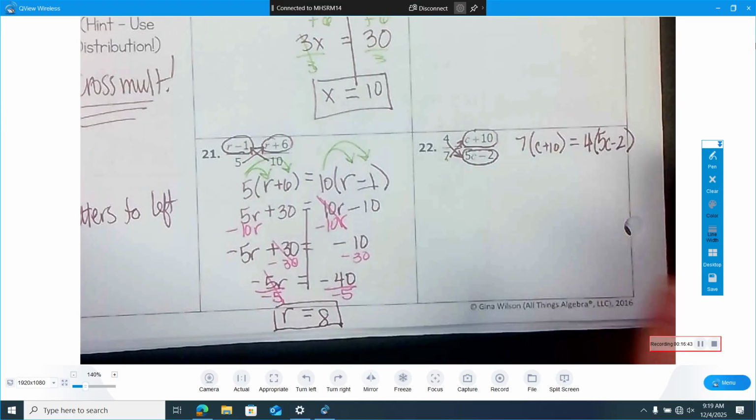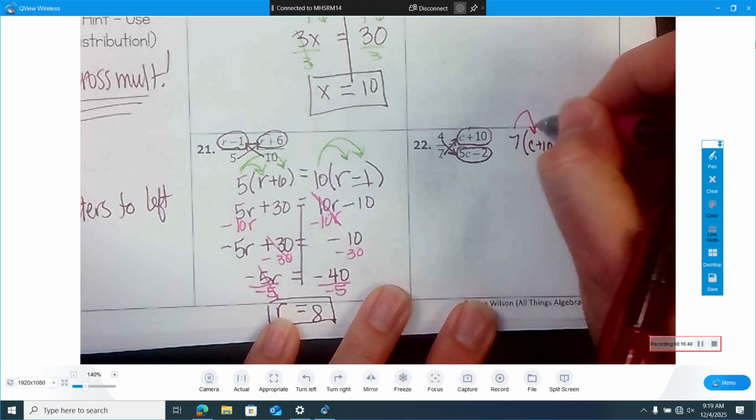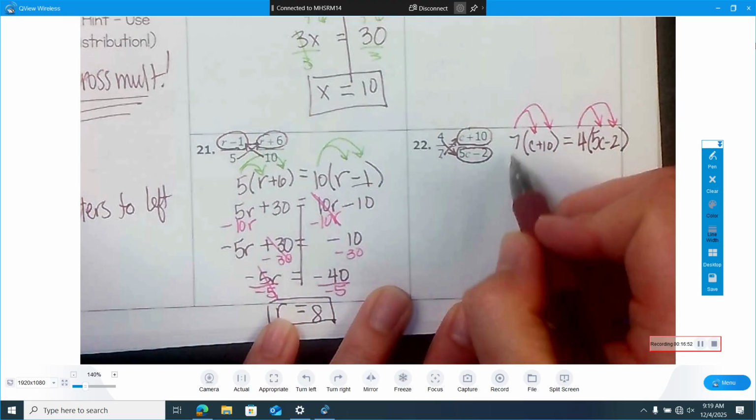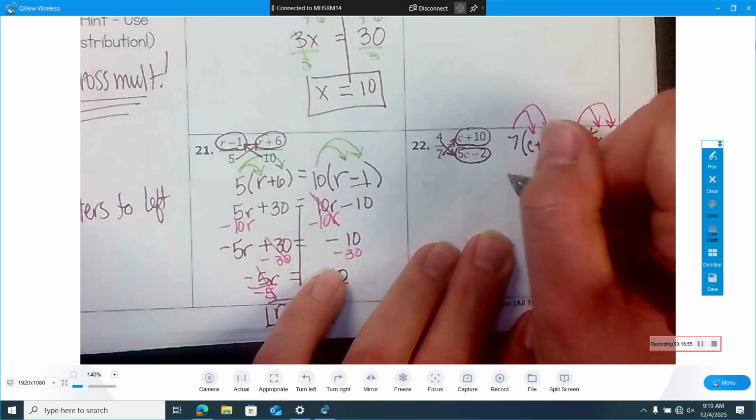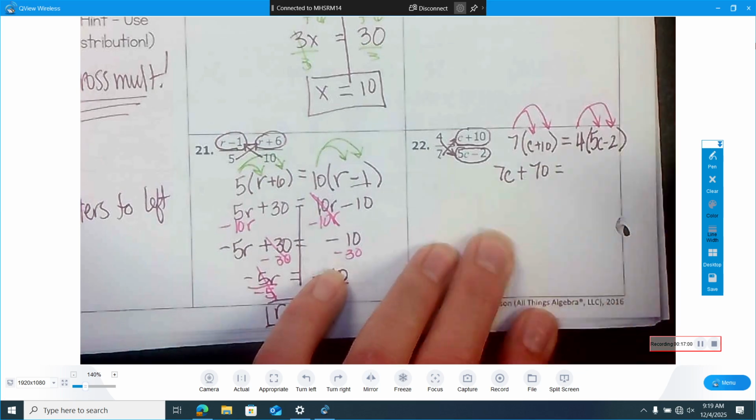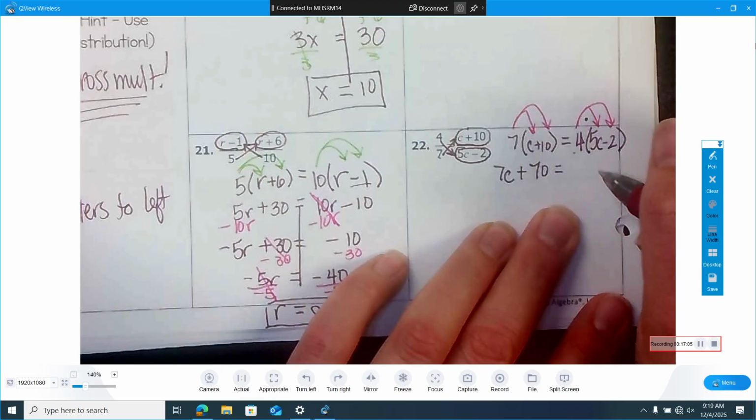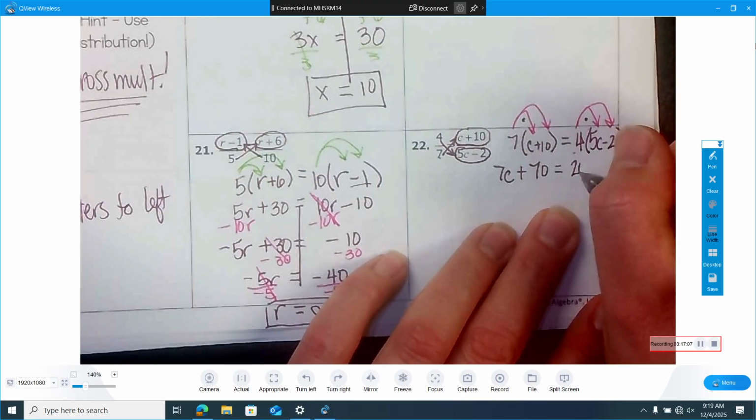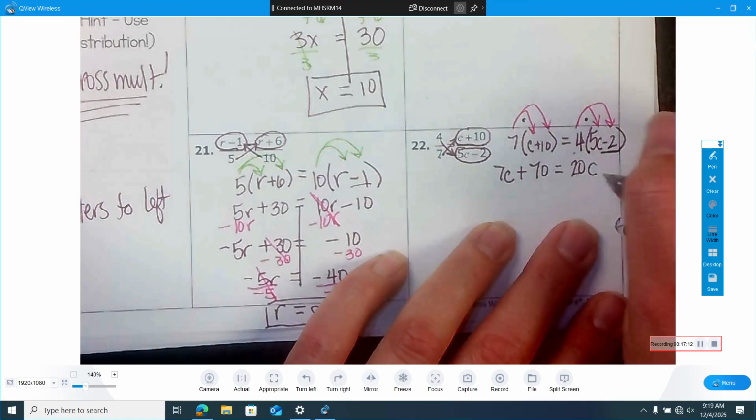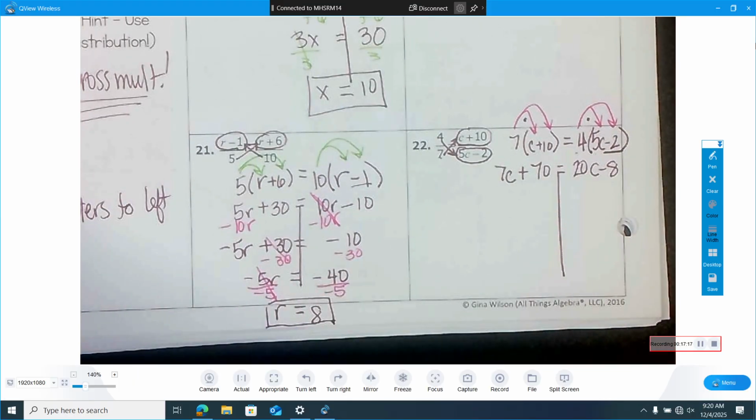All right, what do we need to do next? Distribute. Very good. We got to distribute. All right, 7 times c? 7c. 7 times 10? 70. 4 times 5c? 20 c's. And then 4 times negative 2? Negative 8. Very good. And from there I can draw my wall.